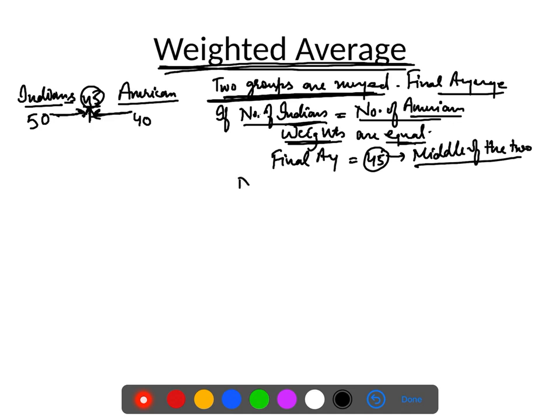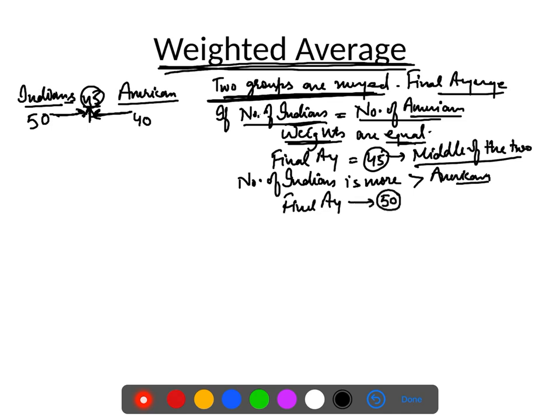Now let's say the number of Indians is more as compared to the number of Americans. Imagine in a weighing pan, if we have more weight in one pan, the needle, or the final average here, will shift towards that pan. That means the average will become more than 45. From the midpoint 45, it will shift towards 50. So it will be more.